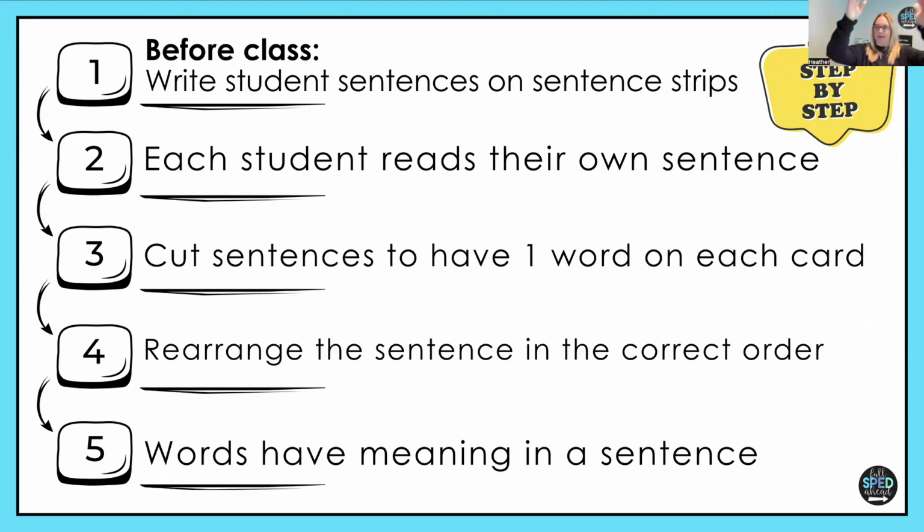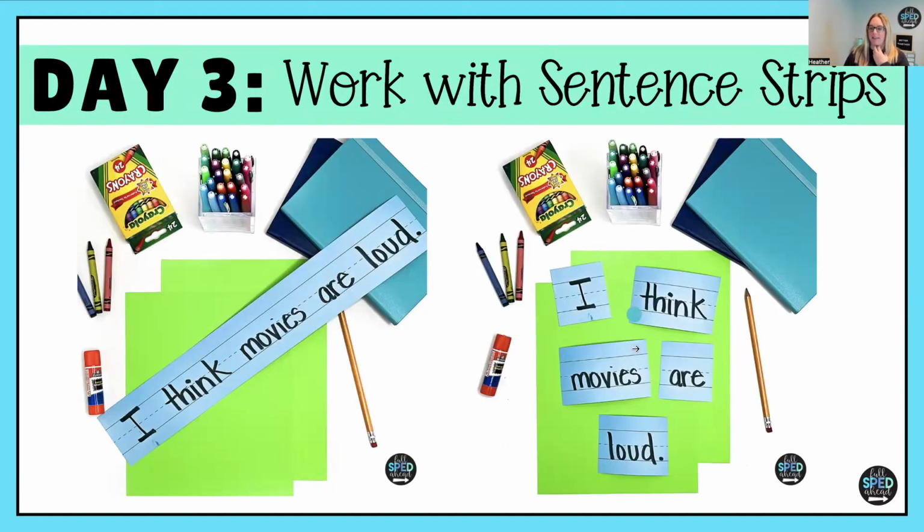And so we've kind of taken it from that chart and we've brought it to our sentence strip. Each student is going to read their own sentence again as a full sentence because, again, we want to practice that sentences have meaning, sentences have structures, there's a certain order to those sentences, that kind of thing. And then again, cutting that sentence. So we have one word on each card, as we kind of saw here. I think movies are loud. That was the sentence that a student came up with. I think movies are loud.